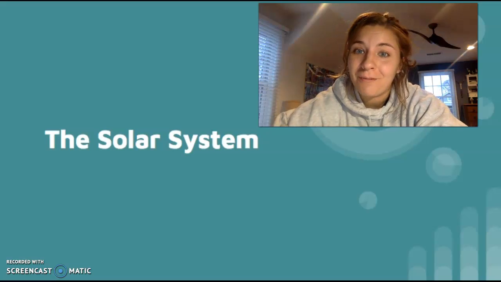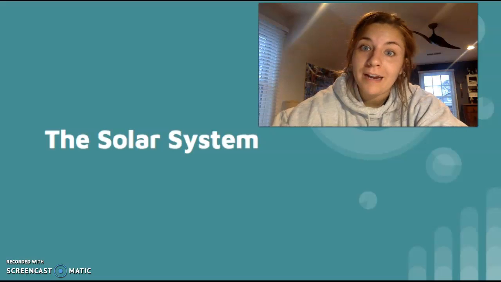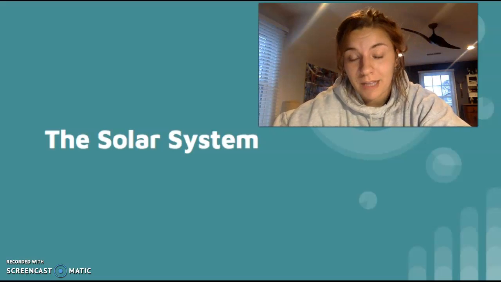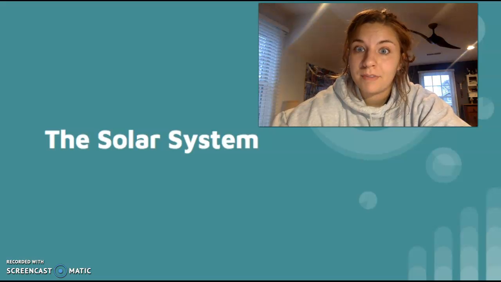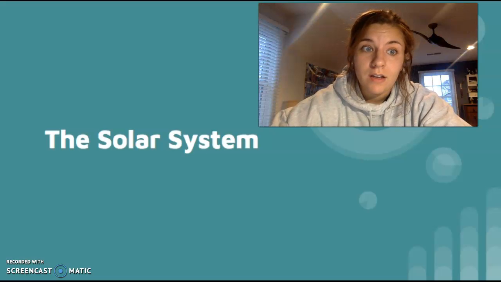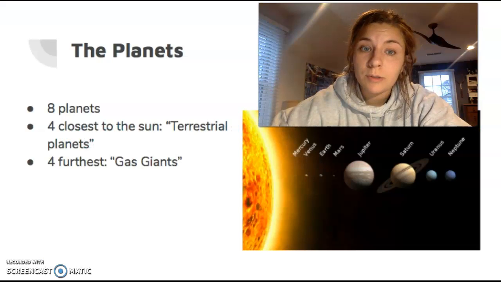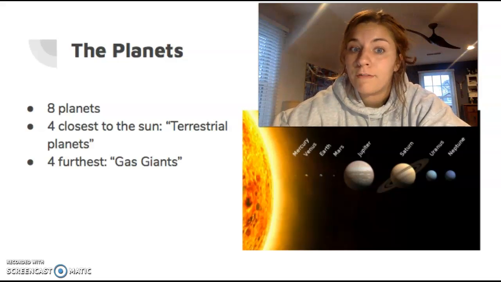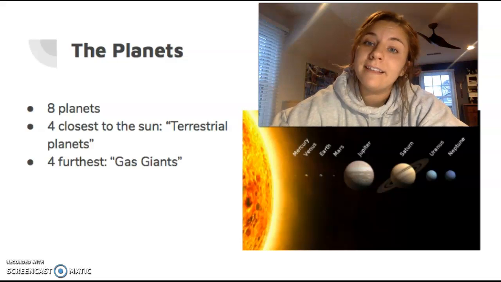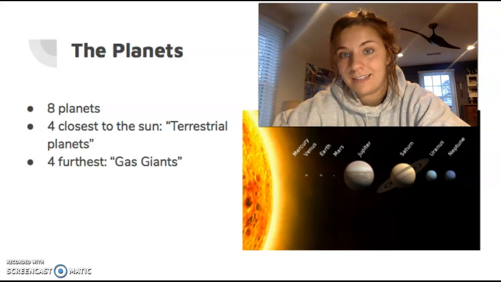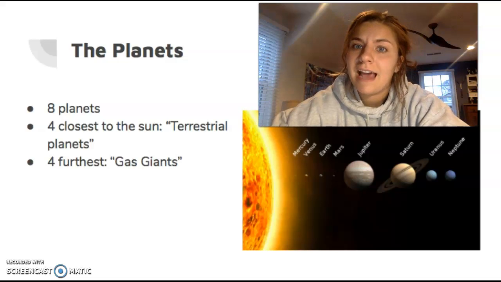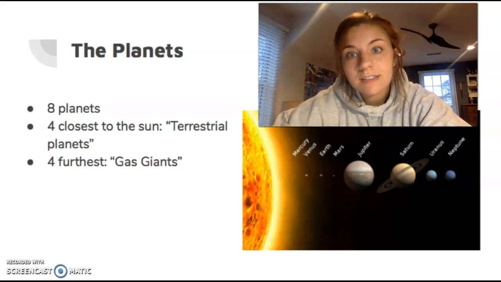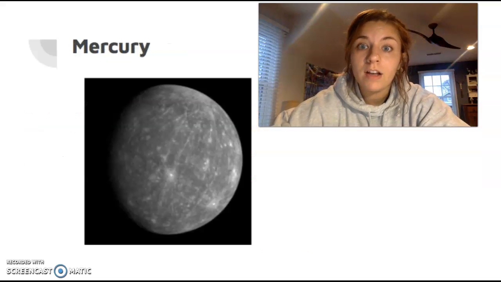We're just going to start things off with reviewing the solar system. Right now we're really only focused on learning about the planets, specifically the planets in order. So we're going to group the planets into two different groups. There are 8 planets total, and the 4 closest to the sun are the terrestrial, and the 4 furthest are the gas giants. I think that it's important to know all the names of the planets and to know what order they go in, just to have an understanding of what the solar system consists of and what it kind of looks like. So we're going to go from closest to the furthest from the sun.